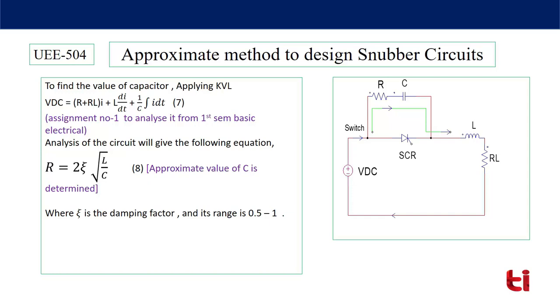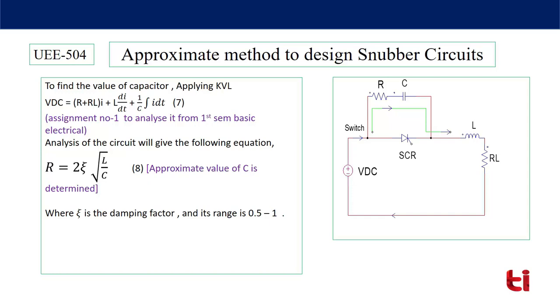Now here I am not solving this equation. Directly I am writing the condition, and it will be your assignment number 1 to analyze it from first semester basic electrical, that how you will get the value of this R is equal to 2 chi root over L by C. Chi will be your damping factor. Its value is between 0.5 to 1.